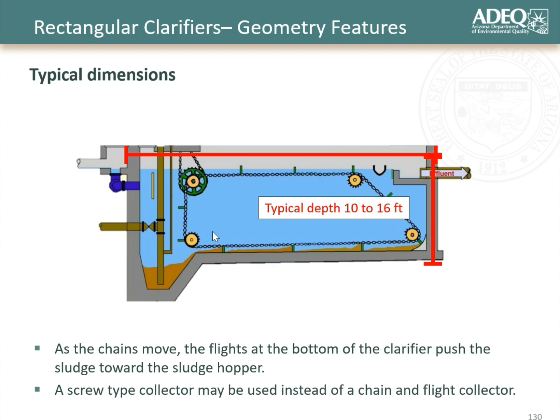You don't want it too shallow, because if you have any sludge blanket in your clarifier and a big surge of wastewater comes in, it can disturb that sludge blanket and push it up and over and send it to the rest of your treatment plant, which may overload it. So just something to consider.